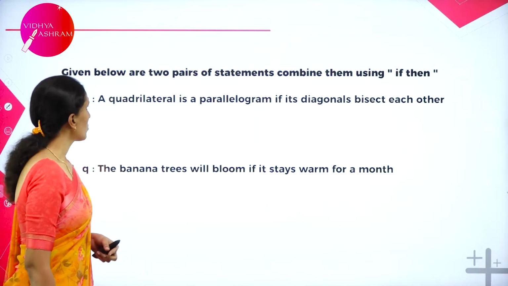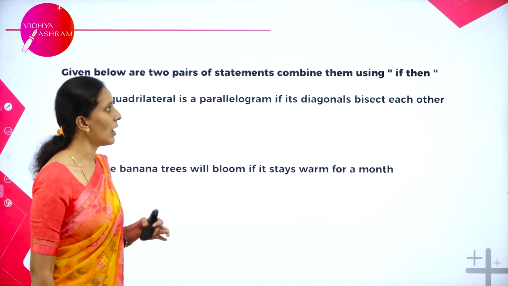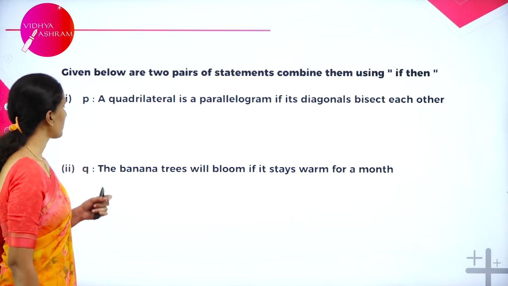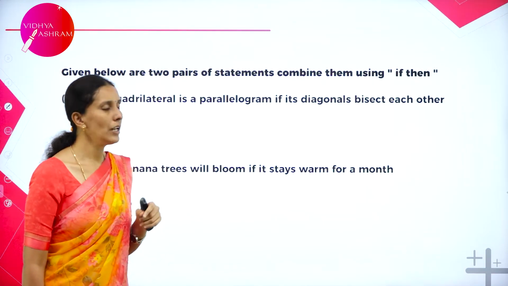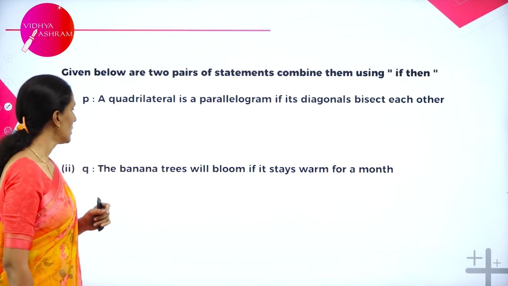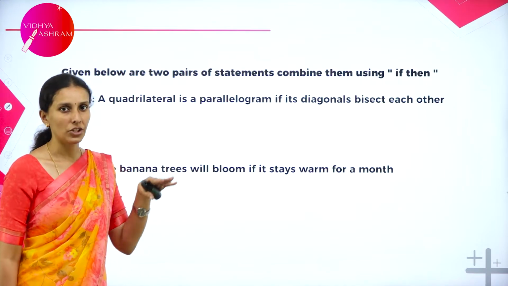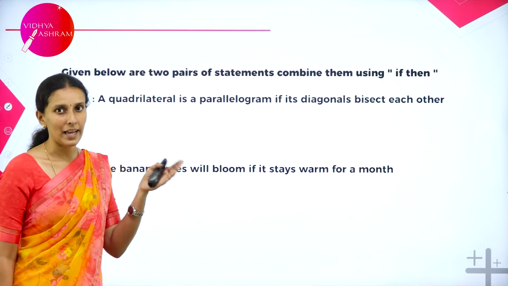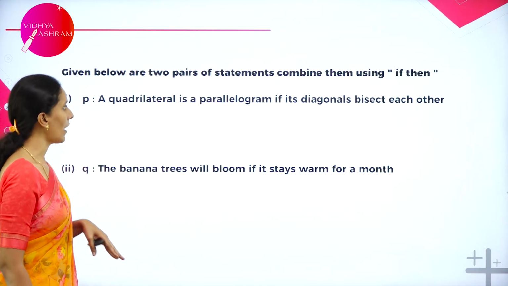Next, given below are two pairs of statements, combine them using if then. Here we have: a quadrilateral is a parallelogram if its diagonals bisect each other. We have to write this using the words if then. So how do we connect this kind of statement? How will we write it?